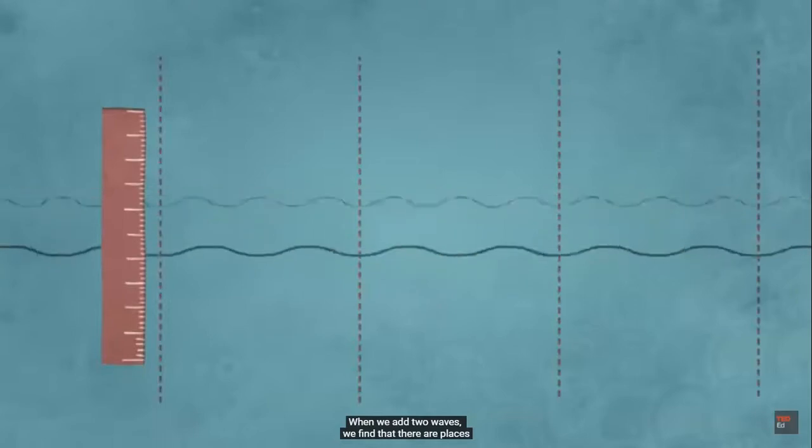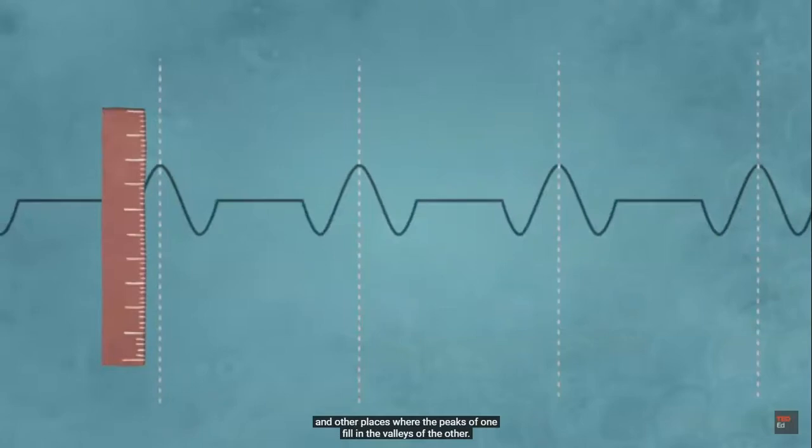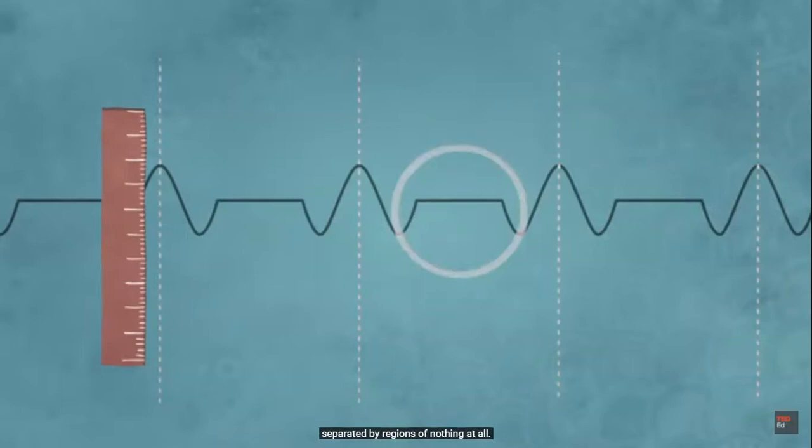When we add two waves, we find that there are places where the peaks line up, making a bigger wave, and other places where the peaks of one fill in the valleys of the other. The result has regions where we see waves separated by regions of nothing at all.